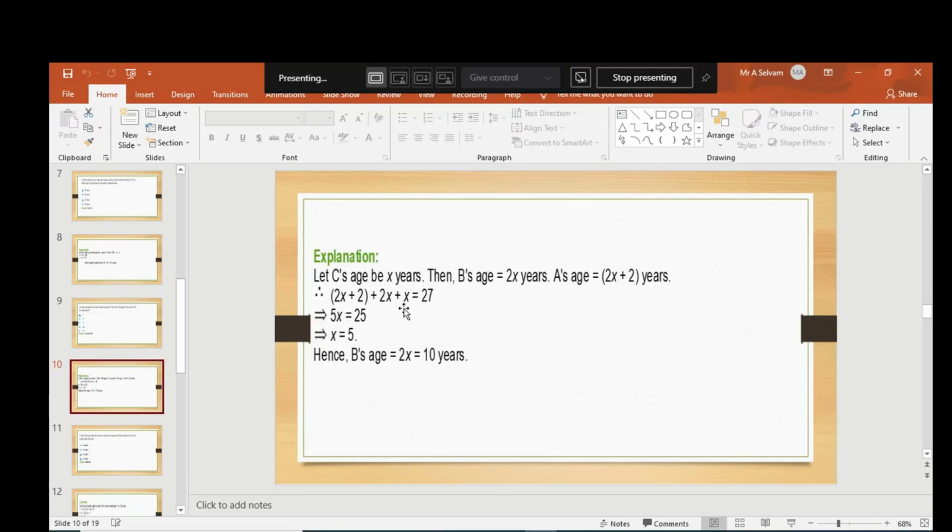Now we can simplify this. 2x plus 2x plus x, so 5x, equal to, and 2 is already there. 2x plus x, so 5x. 2 only is there, you can take that to the other side. 27 minus 2 is 25, right? From this we need x, so x equal to 25 by 5, equal to 5. So x equal to 5.